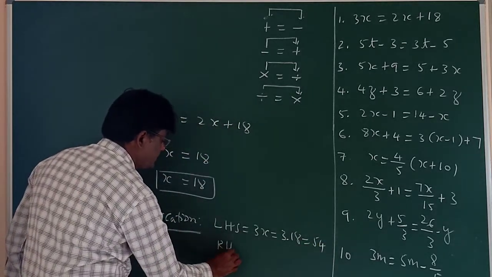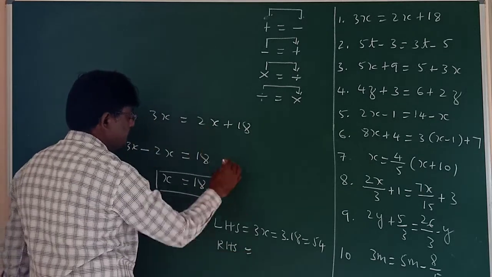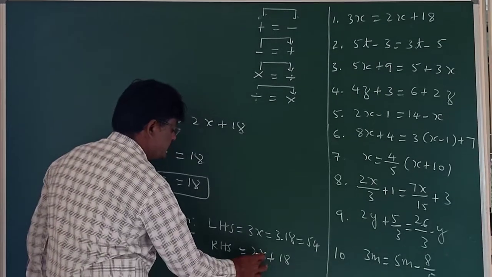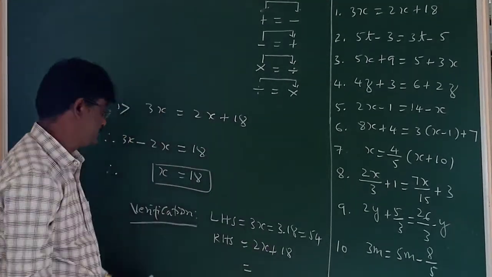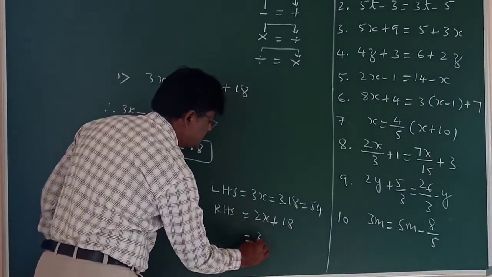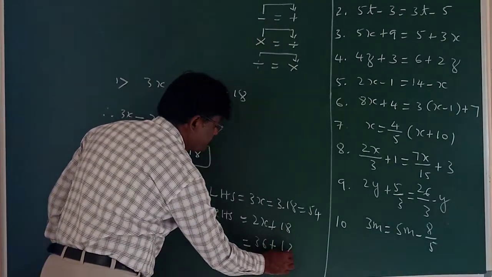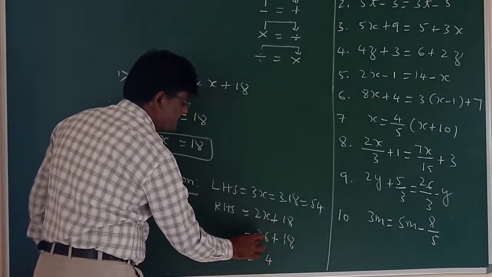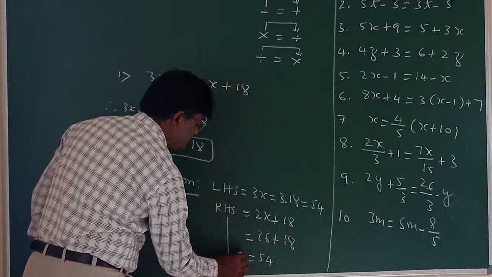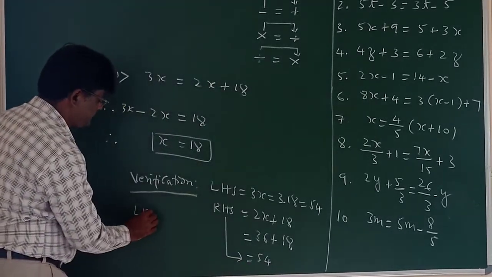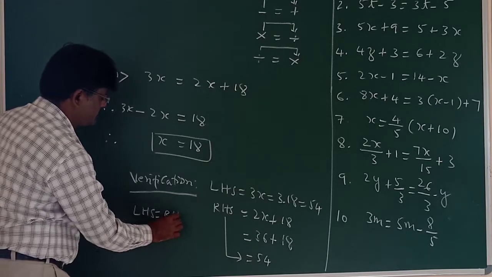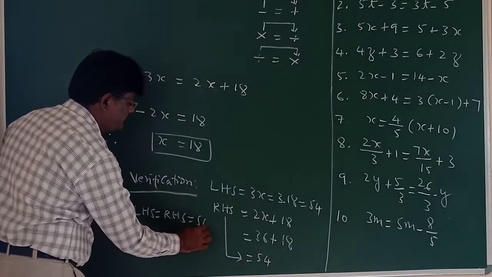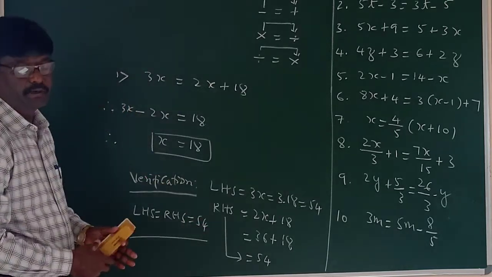RHS, right hand side we have 2x plus 18. Here x is 18. 2 into 18 is 36. 36 plus 18, just add. 8 plus 6, 14. 1 plus 3, 4. 4 plus 1, 5. 54. So thus children, LHS equal to RHS. This is what we say equation. Here both are equal to 54. Thus we can check our results.